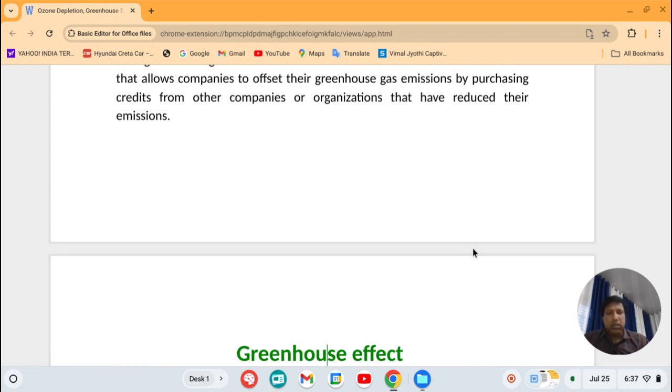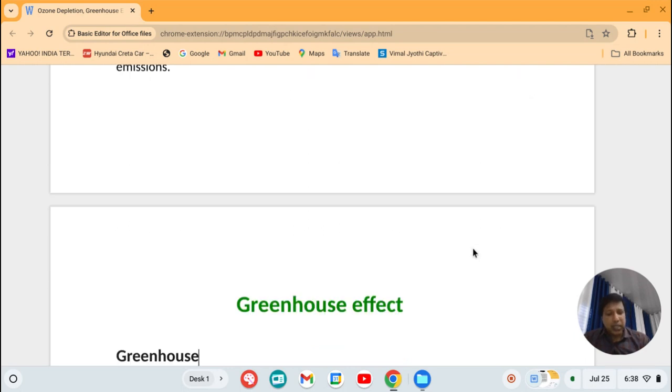So maybe some companies, if they didn't pollute up to a particular limit, can save the carbon credit and sell it to some other companies or manufacturing firms. So it's a monetary benefit. Since it's a monetary benefit, definitely different manufacturing companies will try to reduce the carbon pollution. So that is one term, carbon credit.